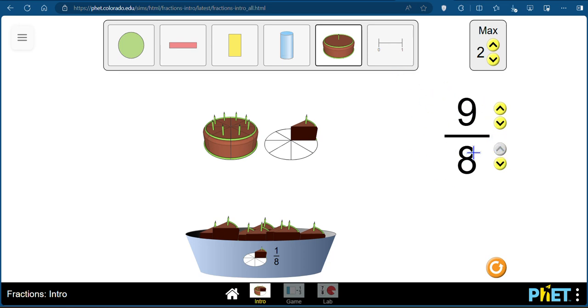It looks like an improper fraction because the numerator is greater than the denominator. And once we have an improper fraction, we can always change it to a mixed fraction. A mixed fraction has two parts, a whole part and a fractional part. Now let's see how 9 over 8 will look on a number line.